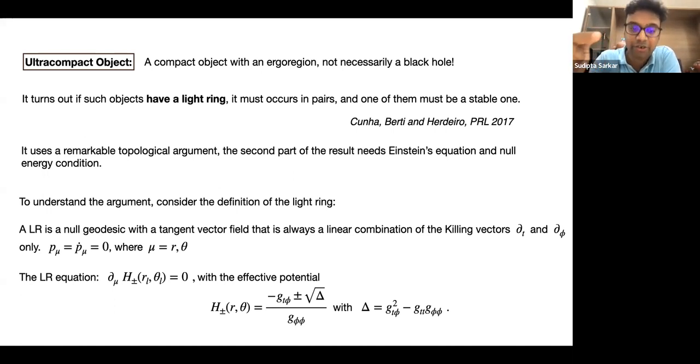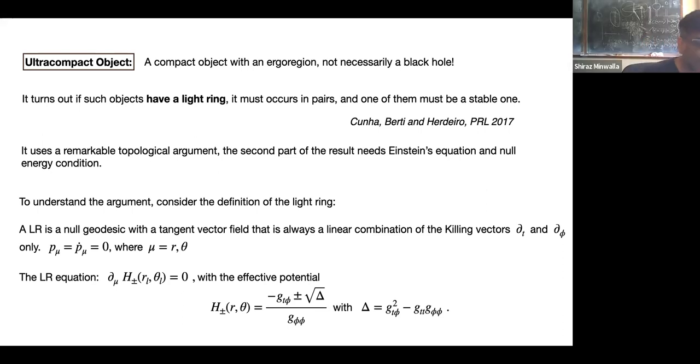Let me repeat, because this is important. The paper's starting assumption is that you have an ultra-compact object with no horizon, but compact enough to have a light ring. The next assumption is that there is one light ring. Then the claim is that you can show there must be another one. Not only that, you can also show that one of them has to be stable, that means a minimum of the potential.